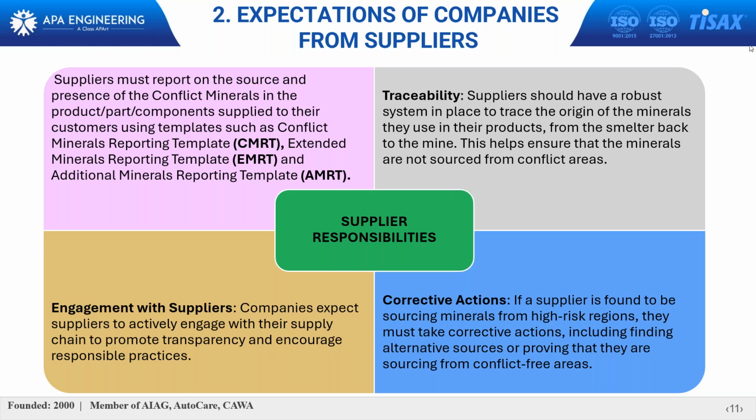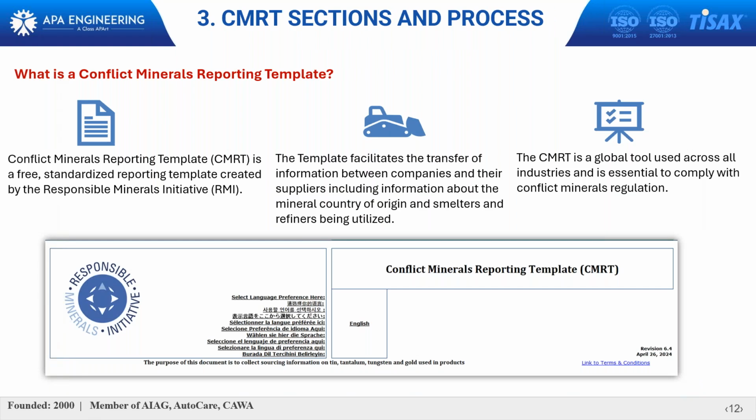This is Kalavendan here. In the next few slides, we will discuss the various sections of CMRT and the process that must be followed. So, what is a conflict minerals reporting template? CMRT is a free standardized reporting template created by the RMI. This template is widely used to transfer information between companies and their suppliers, including details about the mineral country of origin and smelters and refiners being utilized. The CMRT is a global tool used across all industries and is very important to comply with the conflict minerals regulation. Next slide.